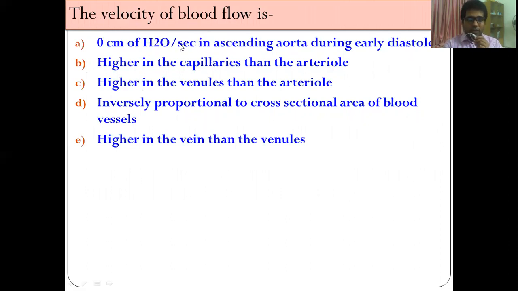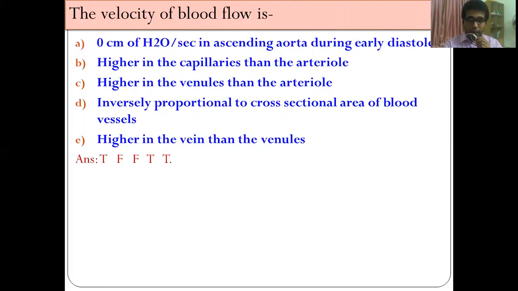This is for your self-assessment. The velocity of blood flow: number 1, is 0 centimeters per second in the ascending aorta during early diastole. Put your comment, true or false. Second option, it is higher in the capillaries than the arteriole. Third option, higher in the venules than the arteriole. Fourth option, inversely proportional to the cross-sectional area of the blood vessels. Fifth option, higher in the vein than the venules. I think you can answer all these.